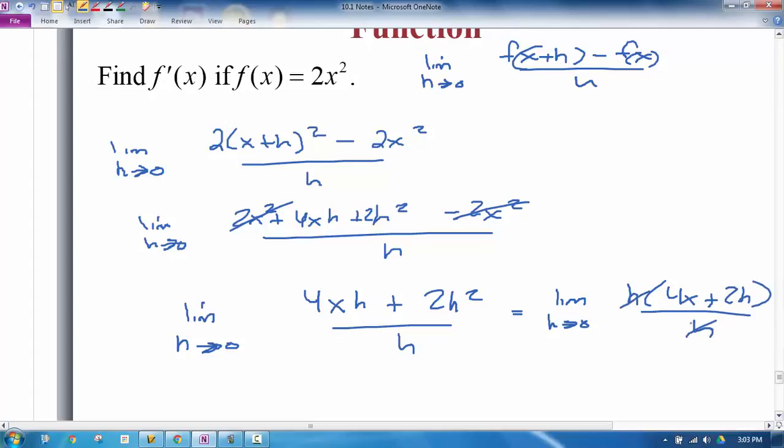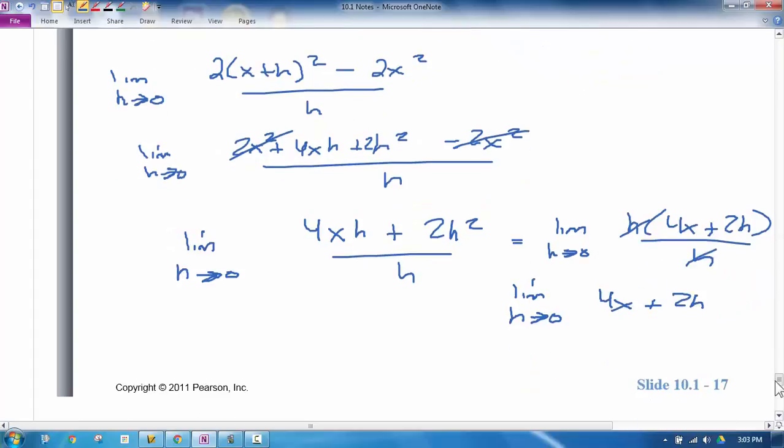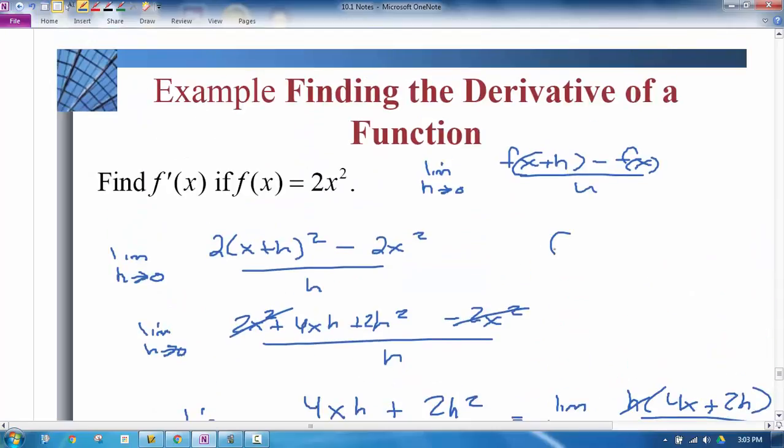Now the h's cancel, and I'm taking the limit as h approaches 0 of 4x plus 2h. So as I evaluate that limit, this goes to 0, and I just get 4x as my answer. So my derivative is just 4x, and I can write that as f prime of x equals 4x. There's my derivative, and if they want, I can find the derivative at any point now by just plugging in that point.